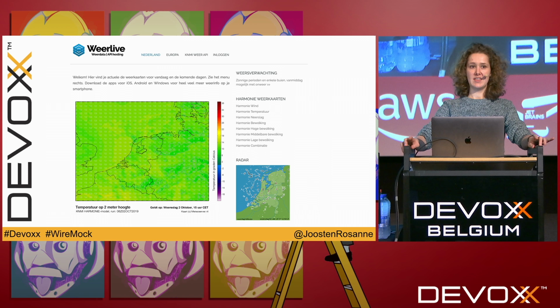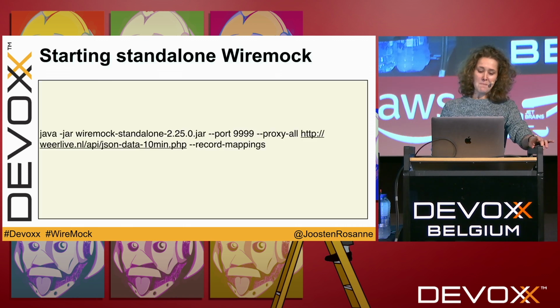So let's hope that the demo goes right from now on, and that I only have to use it for a little time because of Wi-Fi troubles. Because a really nice way to get started with Wiremock is to use these flags, apart from me using the port flag because I don't like using the default port. I'm going to proxy it all to the actual website, and I'm going to record the mappings.